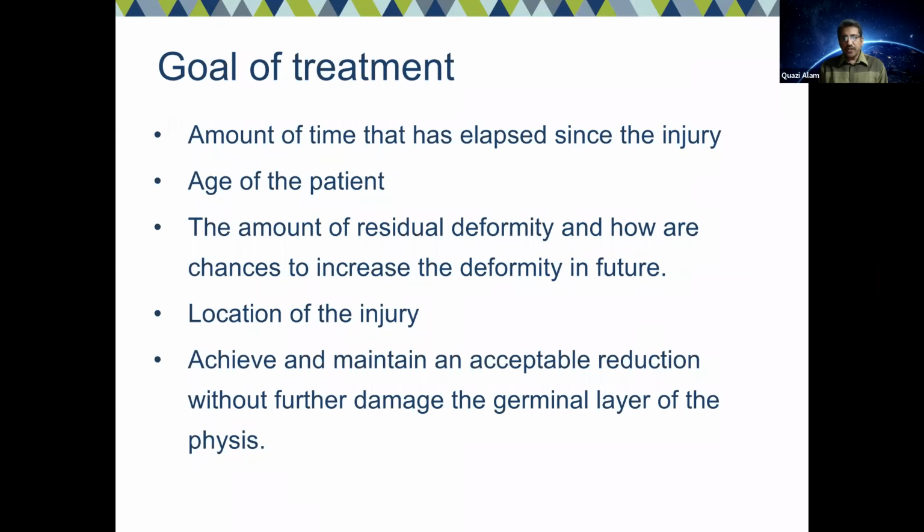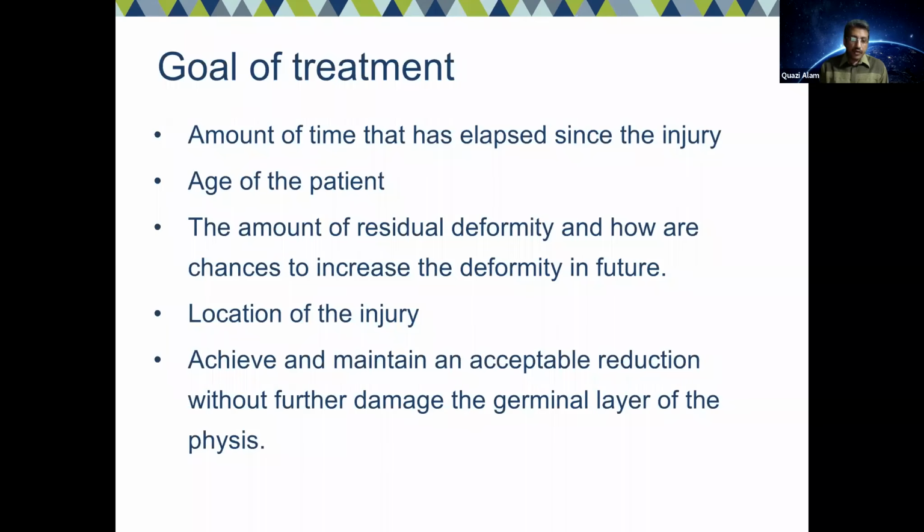The amount of residual deformity and the chance of the deformity increasing in future is another important factor. Suppose he's a 7 years old boy and he has got a physeal injury, now it is producing 10-degree varus. So it can be an acceptable one. But as he has growth remaining, there is a very good chance this 10-degree varus will not remain over there. It may get corrected or it may even deteriorate. But if it is a 17 or 18 years old boy, and you see that only 5-degree varus is there, you can be sure that it is not going to deteriorate anymore because very little growth is remaining. The location of injury is another important one.